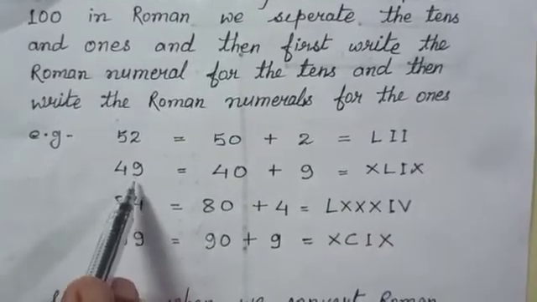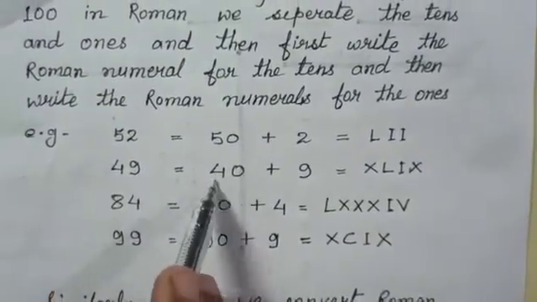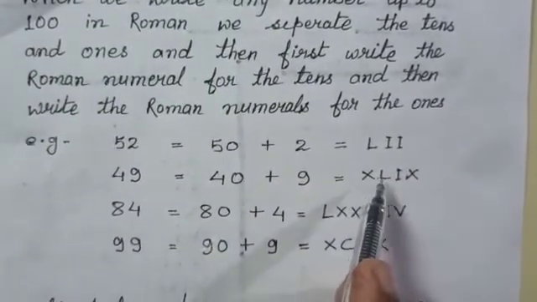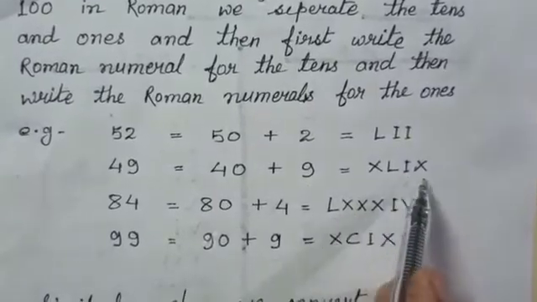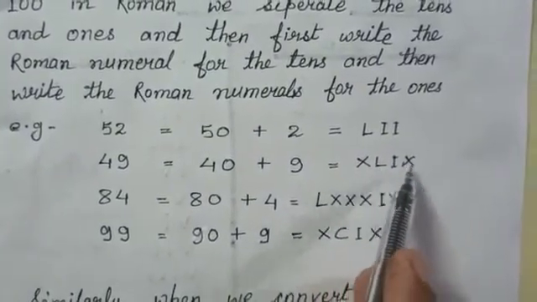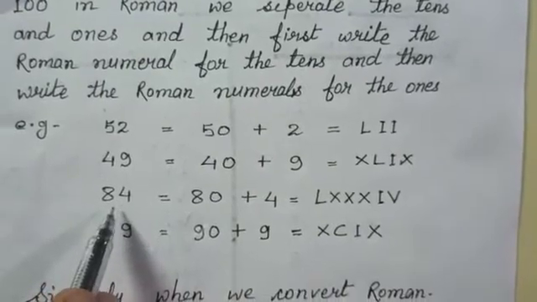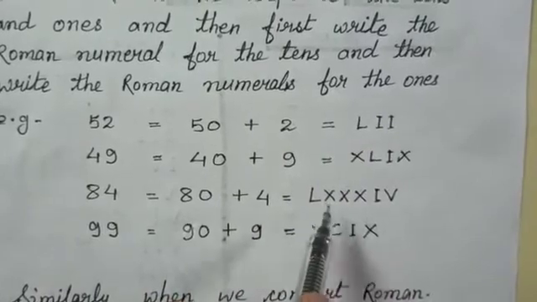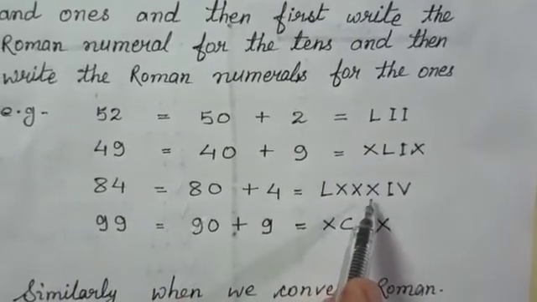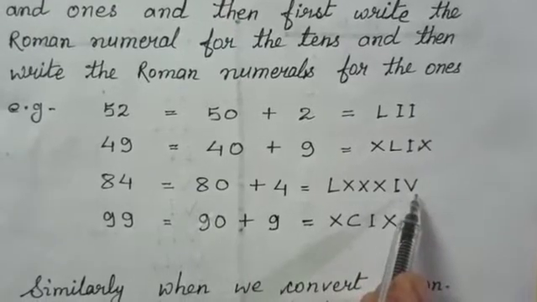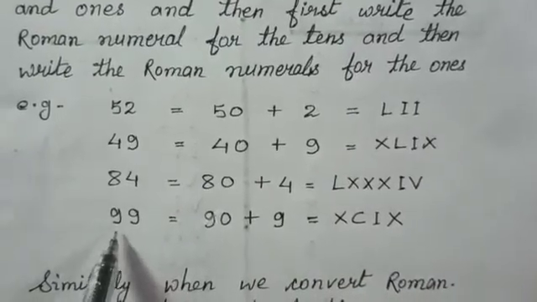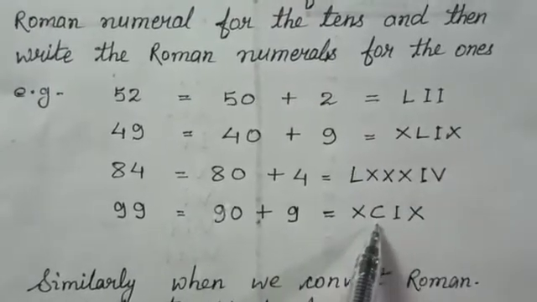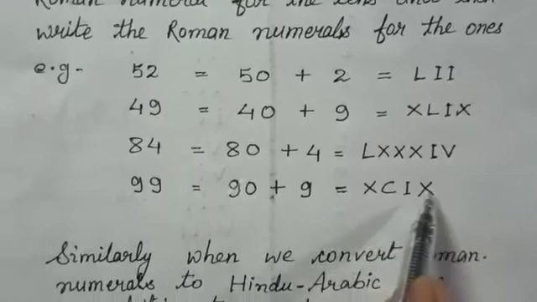Now see 49. 49 we can split into 40 and 9. 40 plus 9. So to write 40 we use the symbol XL, and for 9, IX. So XLIX, it is 49. Now see 84. 84 means 80 plus 4. 80 we can write as LXXX, and 4, that is IV. Similarly 99. 99 means 90 plus 9. So 90 is XC and 9 is IX. Altogether it is 99.